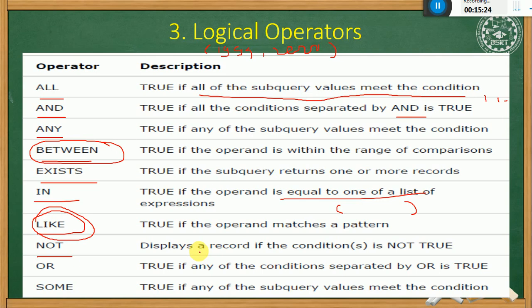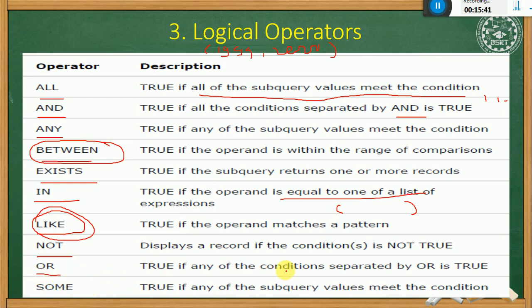Not is generally used to negate the operation. Example, select star from student where roll number not 10. So it will eliminate the record of roll number 10 and display all the other records.